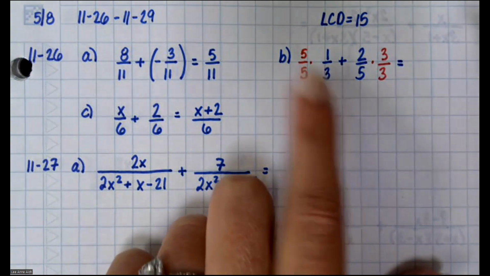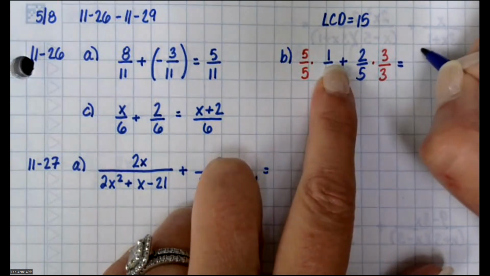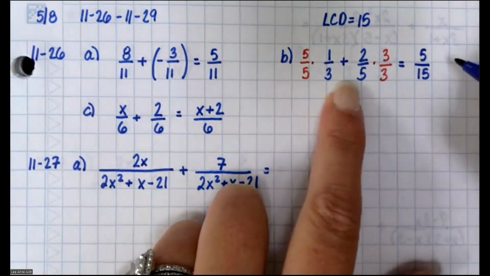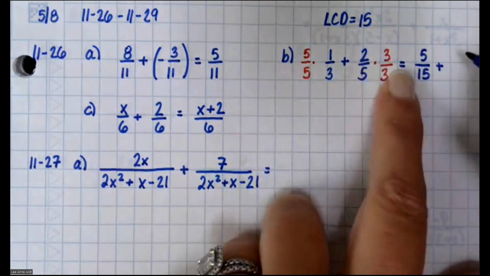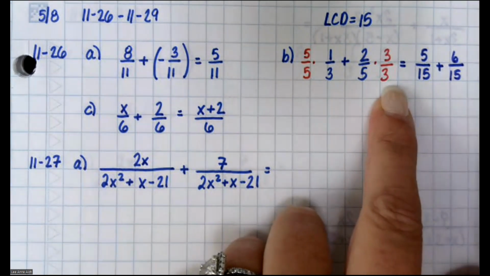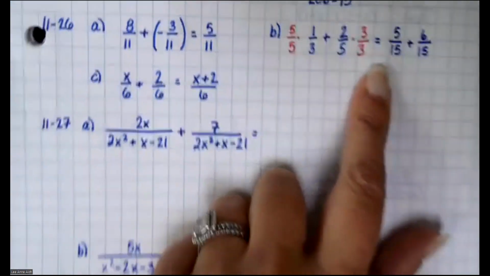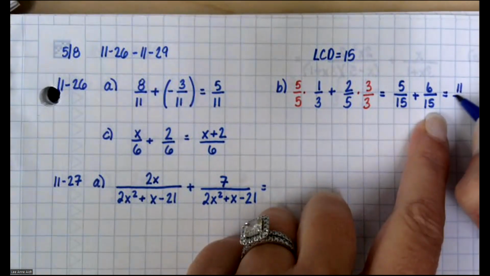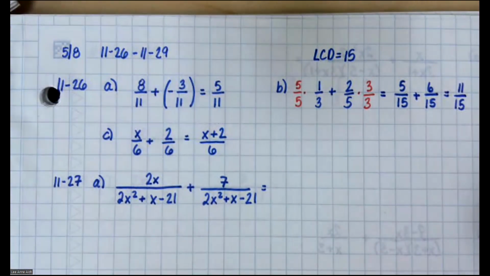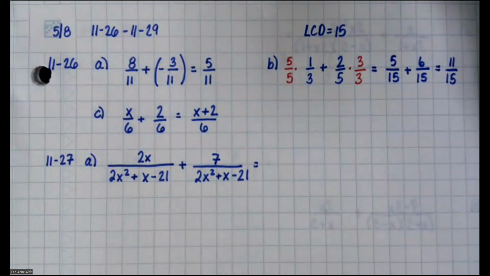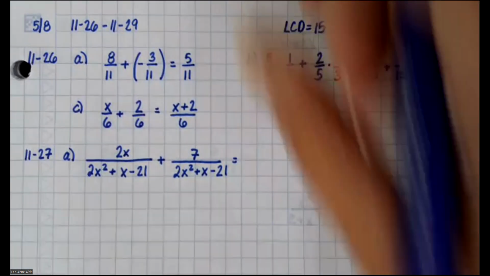Anyway, moving on. So 5 times 1 is 5. 5 times 3 is 15. Plus 2 times 3 is 6. 5 times 3 is 15. The whole point was to get the matching common denominator. Add across the top. Bottom stays the same. All right. There is your fraction review.